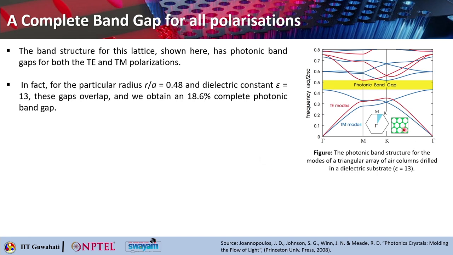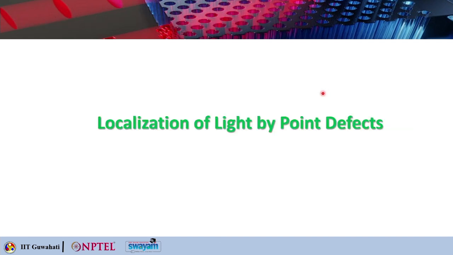So what are the specifications of the structure? You have considered R by a to be 0.48. You have taken the dielectric constant of this base material to be epsilon equals 13. After coming to these specifications, you will see that the band gaps overlap and you are actually able to obtain an 18.6% complete photonic band gap, which is a pretty decent one, right? So with that, we understood how a complete photonic band gap can be engineered.